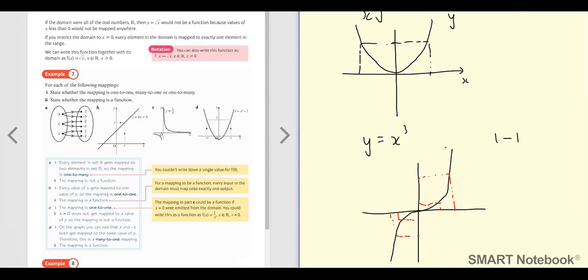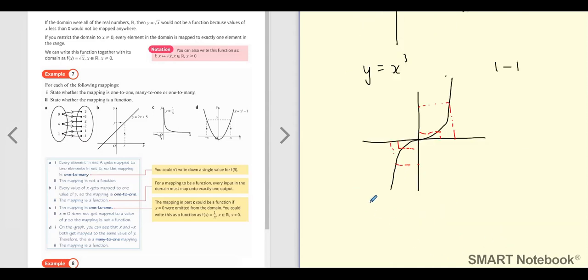Okay, this is a trick one, but if I gave you something slightly different, y equals x plus 1, x minus 1. Can you tell me about this? Is this a one-to-one function or a many-to-one function, please?